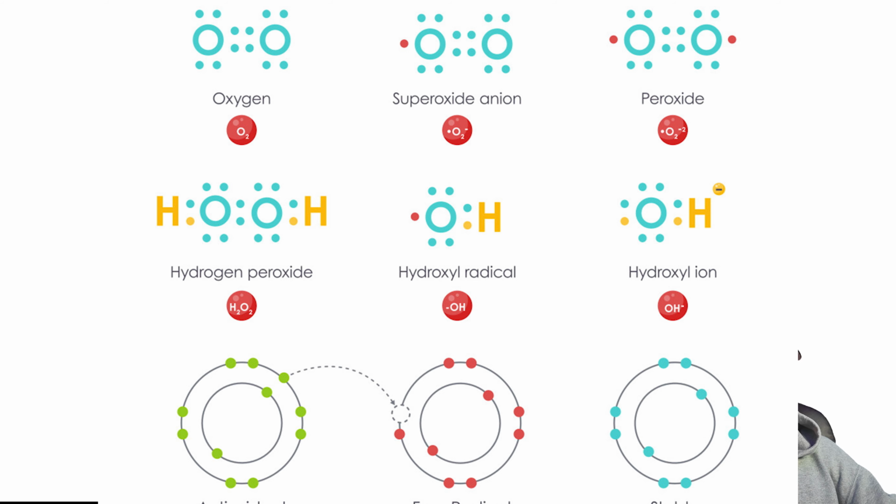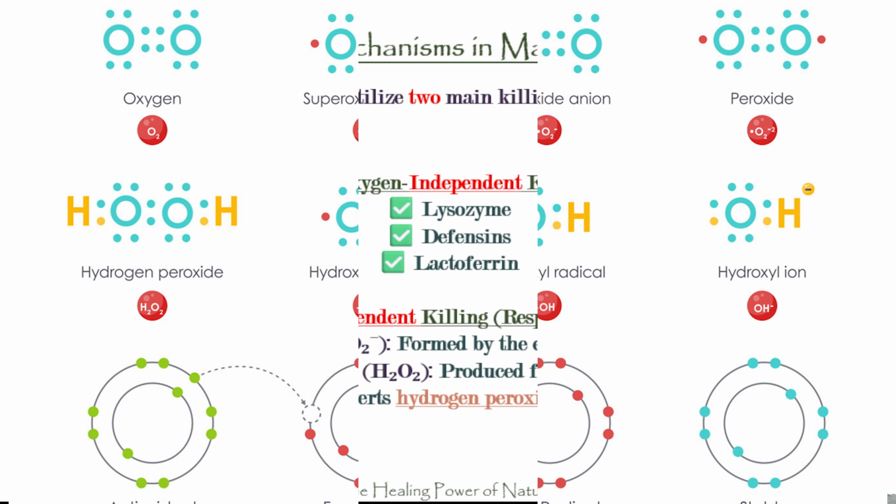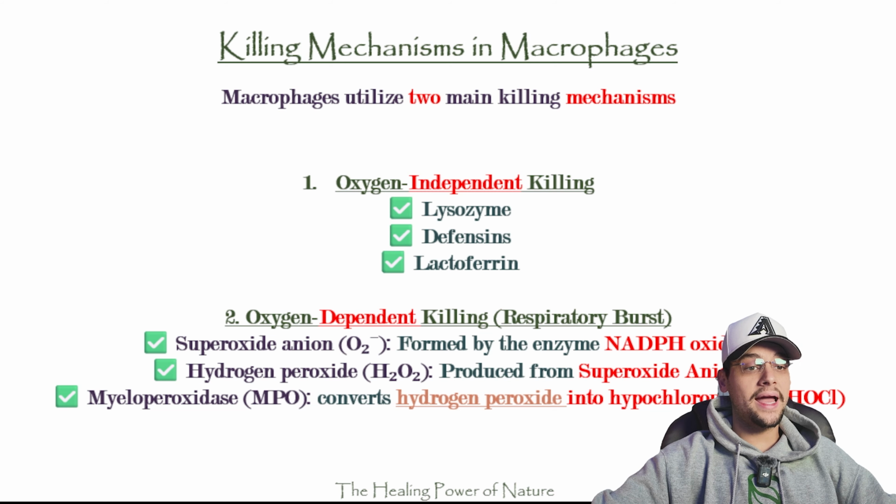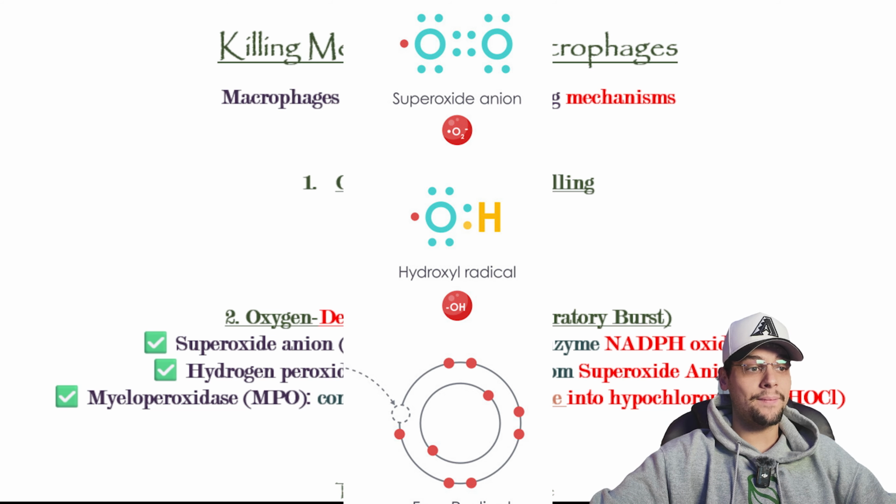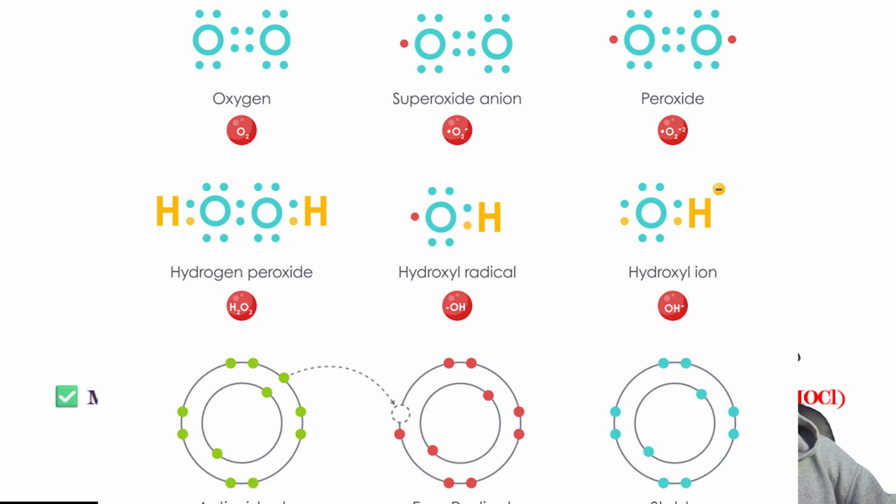Hydrogen peroxide, H2O2, is produced from the superoxide anion, and myeloperoxidase, MPO, which is an enzyme found in neutrophils and macrophages, further converts hydrogen peroxide into hypochlorous acid, HOCl, a potent antimicrobial agent. These reactive species are highly toxic and kill the pathogen by damaging cell membranes, proteins, and DNA.